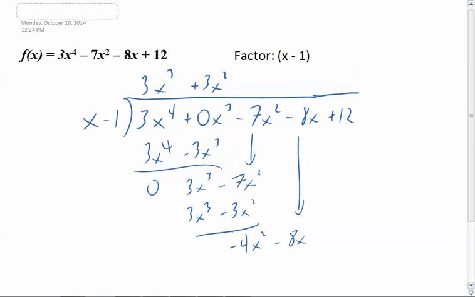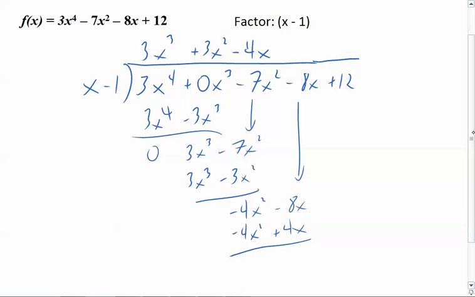Now I'm going to multiply x times something to eliminate this. Well, that something is going to be negative 4x, because negative 4x times x gives me negative 4x squared. Negative 4x times -1 will give me positive 4x. And when I actually multiply these out and subtract, this is going to be negative 12x. And I bring down this, and I'm going to get positive 12.